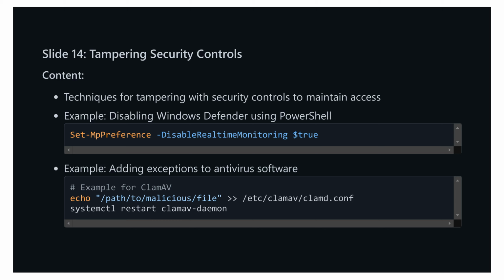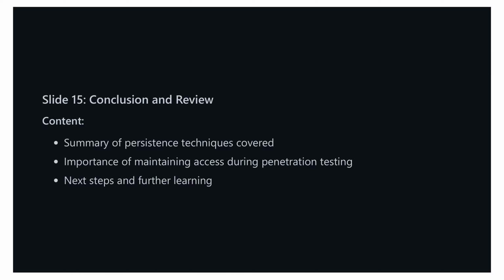In the next slide, we will conclude and review the persistence techniques we've covered and discuss the importance of maintaining access during penetration testing. We'll also look at the next steps and resources for further learning. Now that we've discussed various techniques for tampering with security controls to maintain access, such as disabling Windows Defender with PowerShell or adding exceptions to antivirus software like ClamAV, let's move on to our final slide.